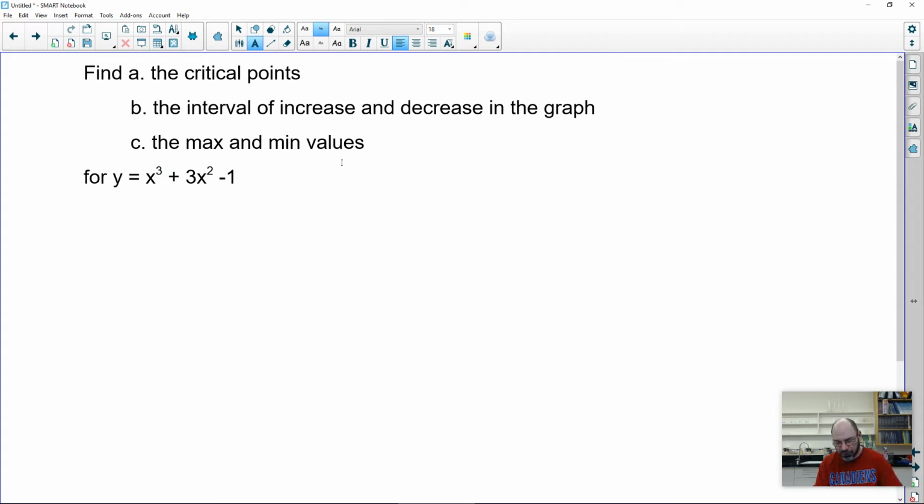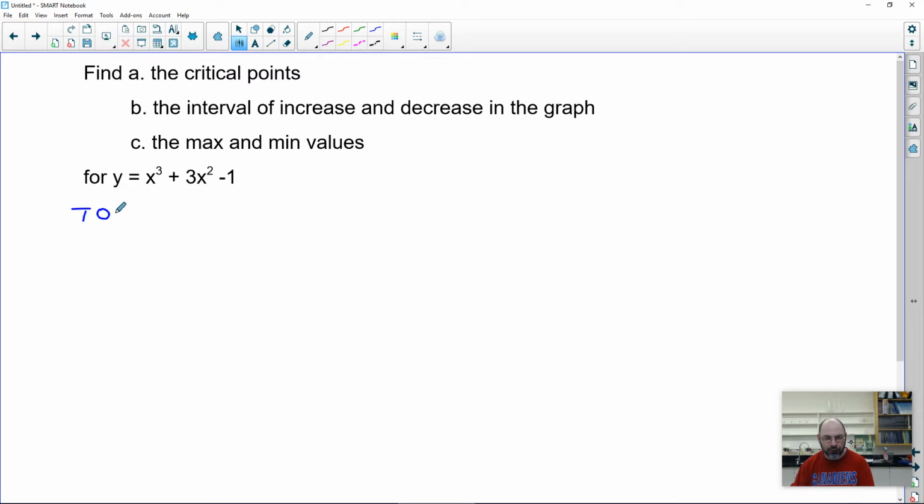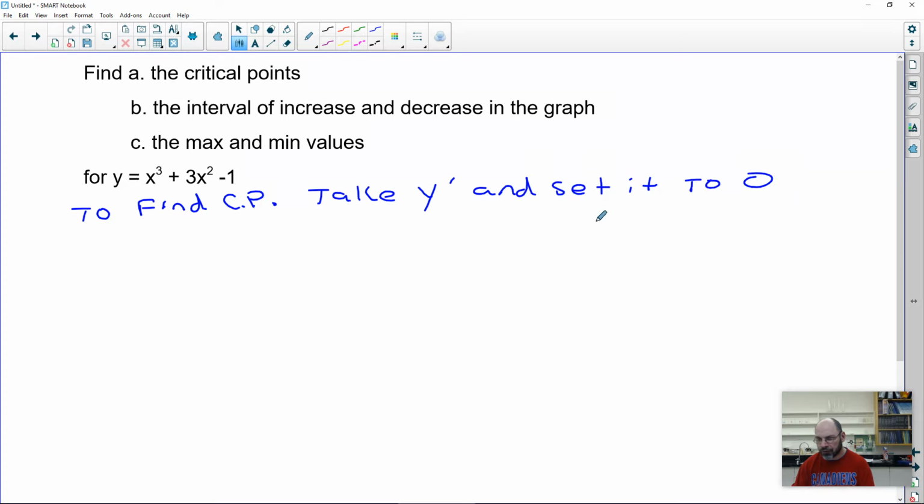So the first thing that you're going to do, and I'm going to change to marker here. Okay, so to find critical points, the very first thing to do is to take the derivative and set it to 0. So let's go ahead and do this. To find critical points, take the derivative, which we'll just say take y prime, and set it to 0. And then solve for x.